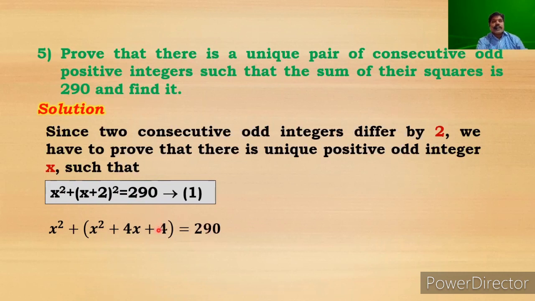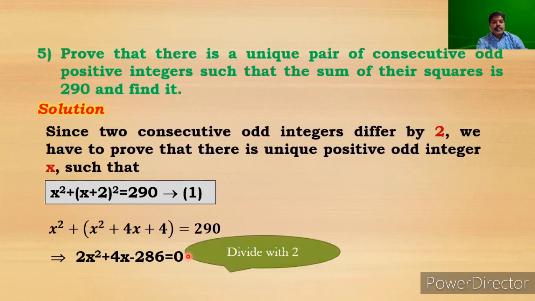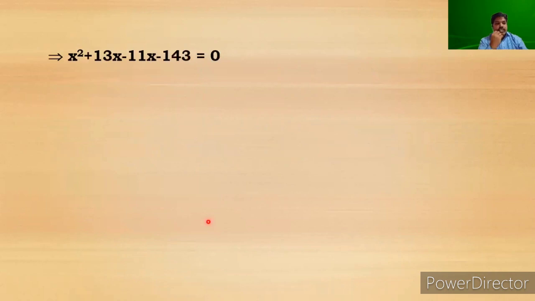Take this 290 to this side and simplify that. You will get the equation 2x square plus 4x minus 286 is equal to 0. Just divide the total equation by 2. So what you will get is x square plus 2x minus 143 is equal to 0. Just do the factorization here. x square plus 13x minus 11x. So 2x you can write as 13x minus 11x, minus 143 is equal to 0.